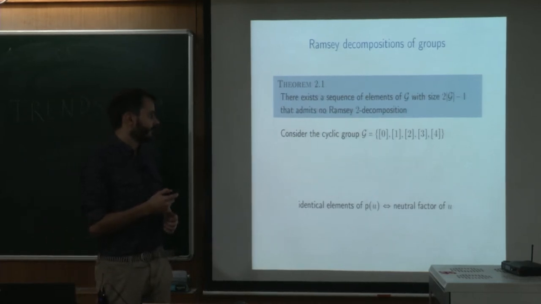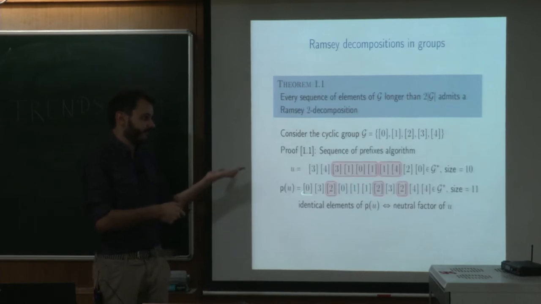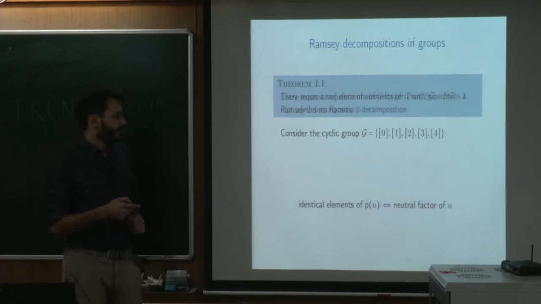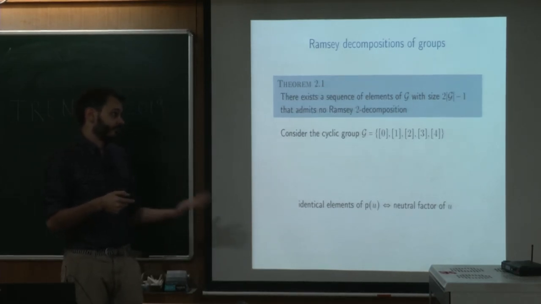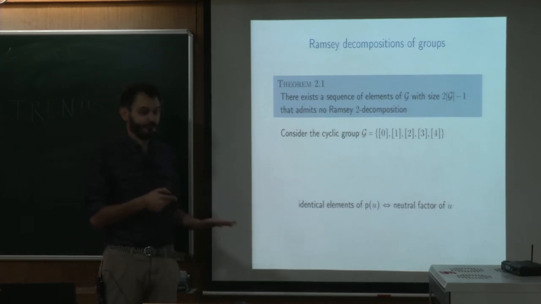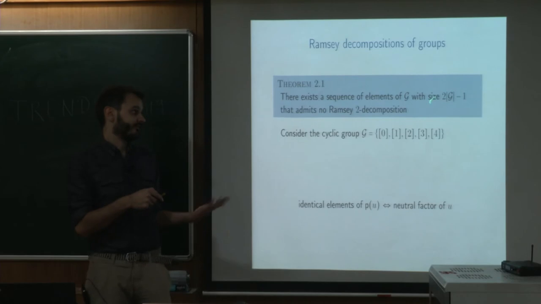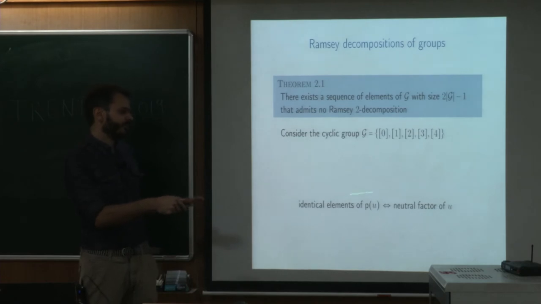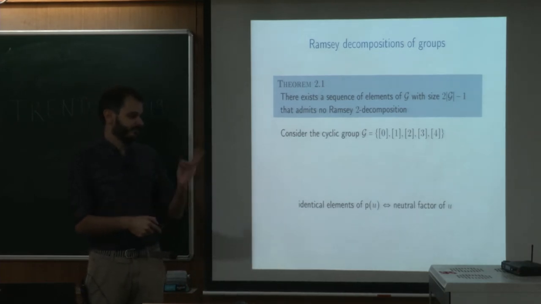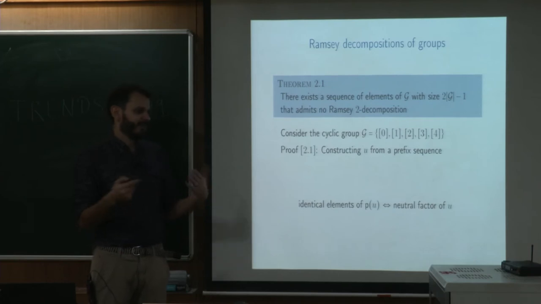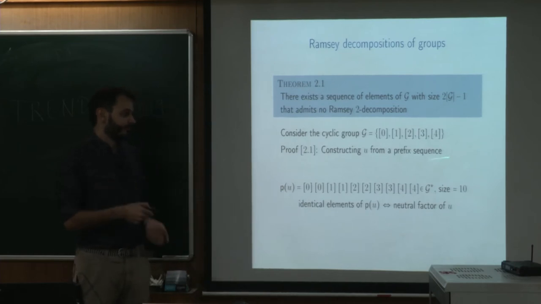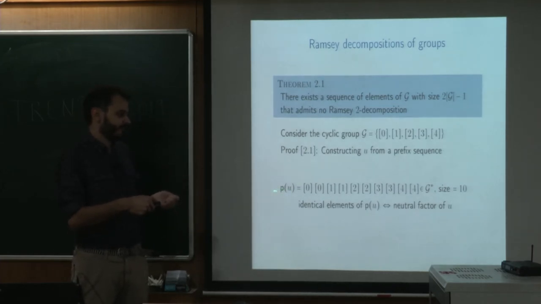Perfect. This works here with this precise group, but it works exactly the same with any other group. And what about the lower bound? How do we construct a sequence of twice the size of G minus 1 that admits no Ramsey decomposition? We only use the fact that this is actually an equivalence. We begin with a prefix sequence, and we construct U out of it. Which prefix sequence do we choose? Just any prefix sequence that contains 2 times every element.